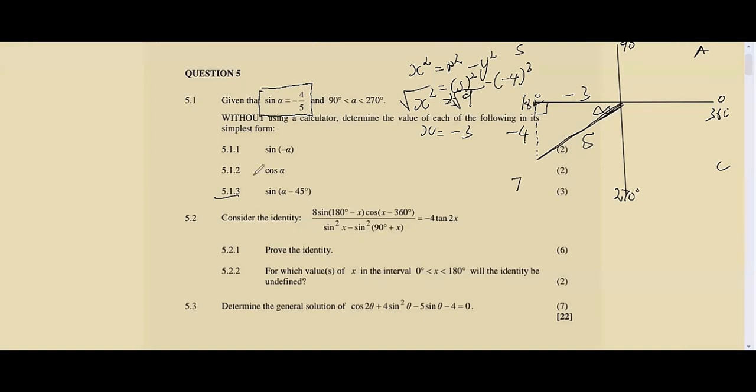So how do we break down this one? This becomes sine alpha and then cos 45 degrees minus cos alpha and then sine 45 degrees, right? So what is our sine alpha? According to our diagram here, or the solution that we have here, it's negative 4 over 5. Then what is cos 45?